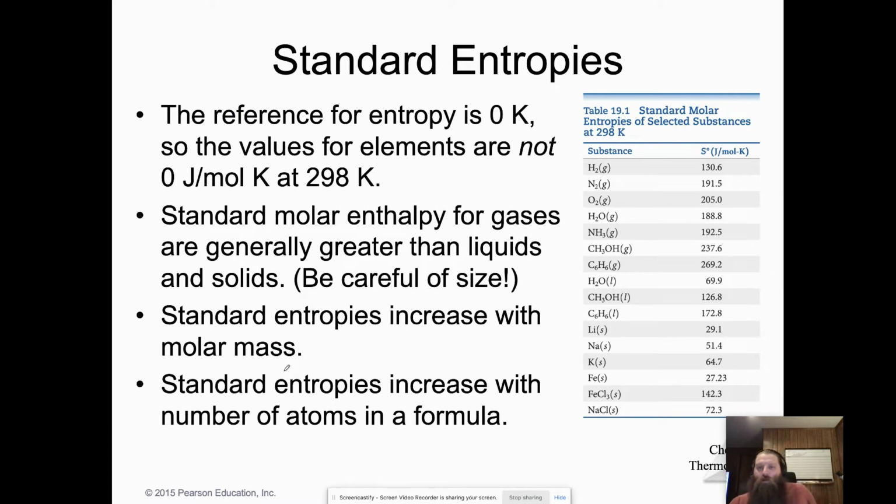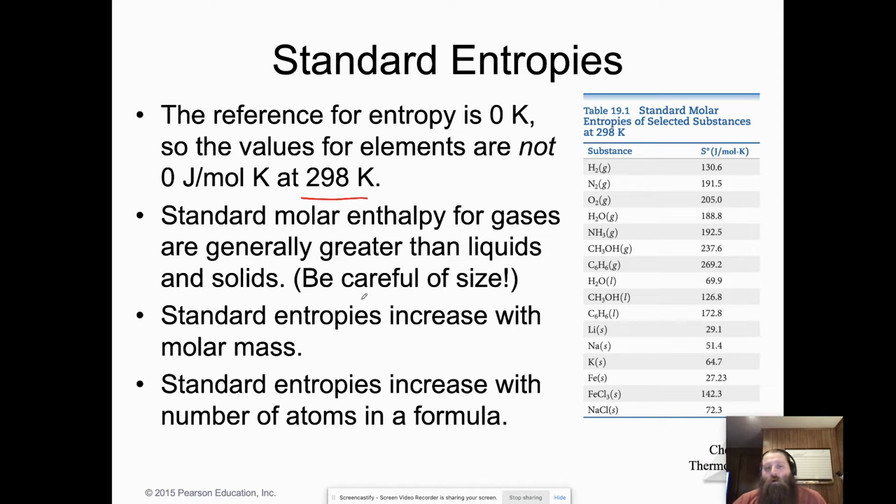Now, your textbook on table 19.1 has some molar entropies at 298 Kelvin. That's the number that we use for our reference values. We don't use 0 Kelvin because otherwise all of your reference entropies would be 0, and that wouldn't do us any good. So when we look at standard molar entropies, keep in mind, when you do your calculations, you're looking at 298 Kelvin for a temperature.